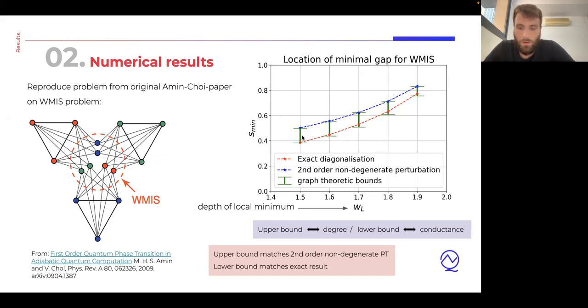What we added now are our graph-theoretic bounds, and we can again see that the lower bound, the conductance bound, matches the actual result very well, while the upper bound, the degree bound, basically reproduces the second order non-degenerate perturbation theory result. I think this is not a systematic phenomenon, but more due to the structure of this particular problem instance. So it's more coincidence than systematic, I believe, but we have to look into this in slightly more detail.